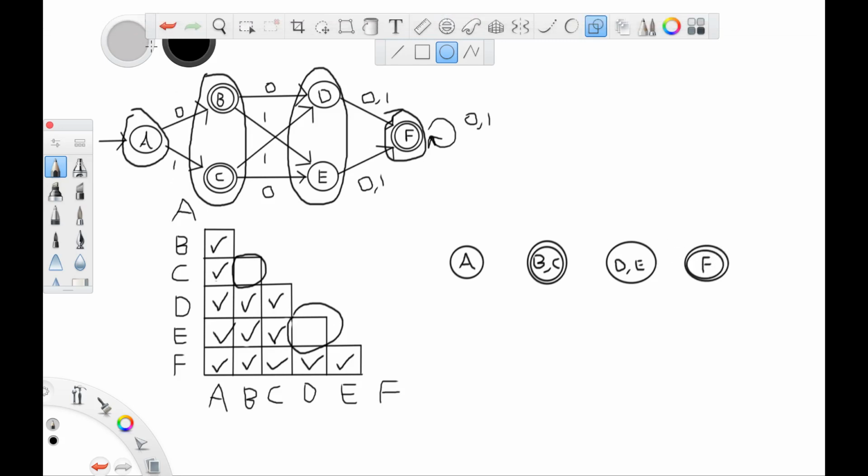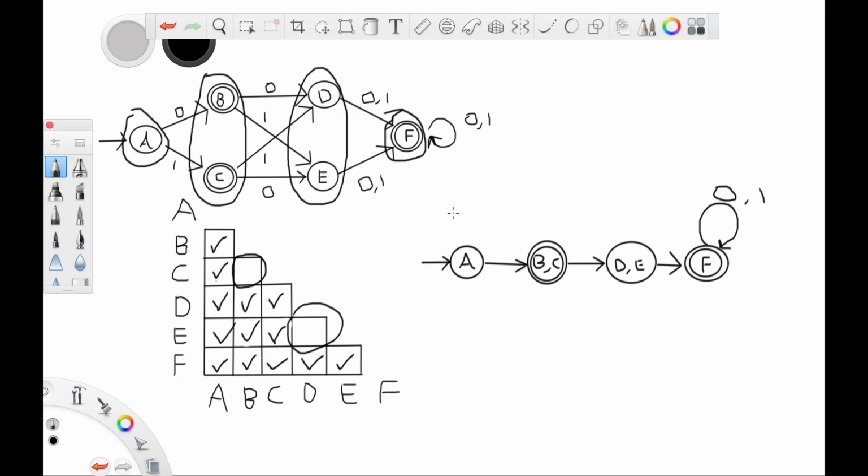Let me just center this a little bit more. Okay, and let's represent our transition. So this is the start. This is A to BC, BC to DE, and DE to F. Okay. Now we know F is the exact same. It's just going to be 0 and 1, both lead to F.